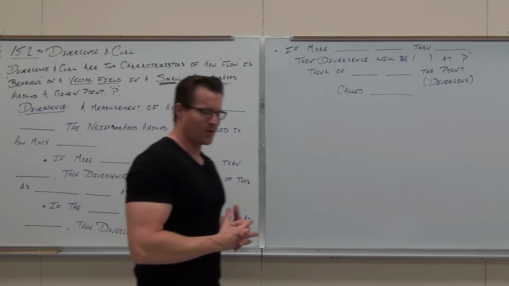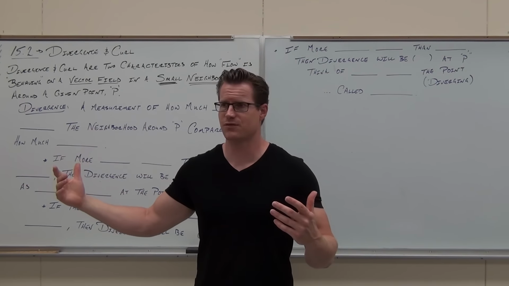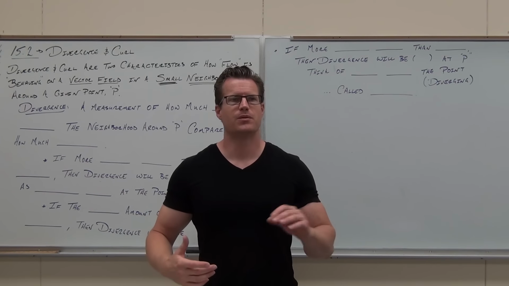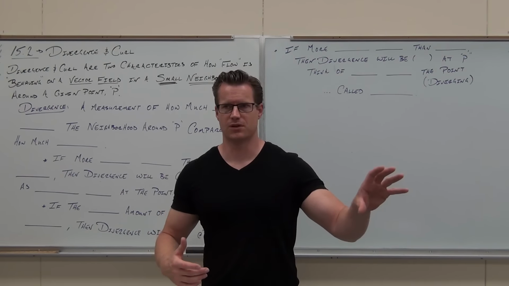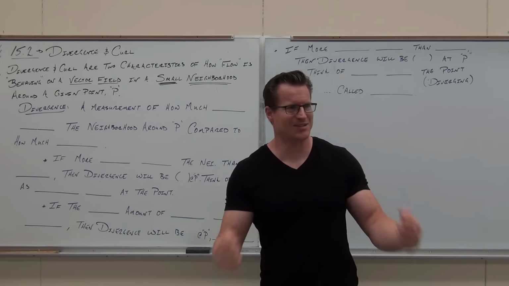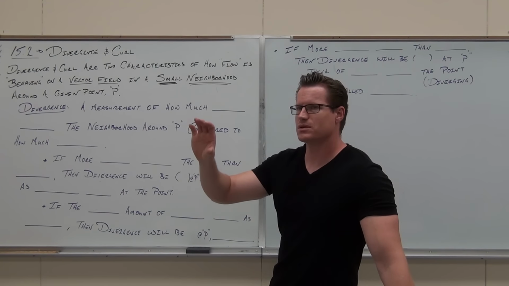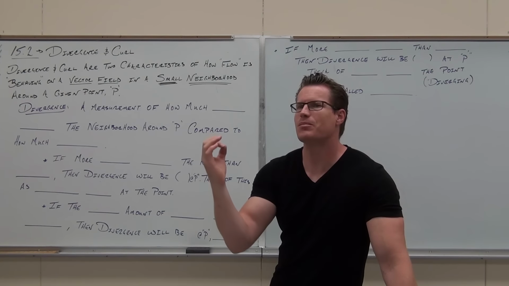We get to start focusing more on some characteristics of how vector fields work. So our goals today are, again, 15.2, talking about some characteristics of vector fields, how they behave, and then we'll start getting into the calculus in 15.3. Two things we're going to talk about today in this section. We're going to discuss what divergence and curl mean, how those work in vector fields, exactly what they mean. Divergence and curl are two characteristics that describe something about a vector field.